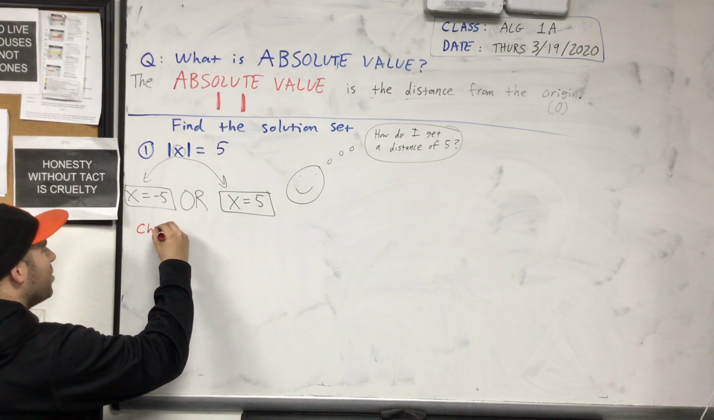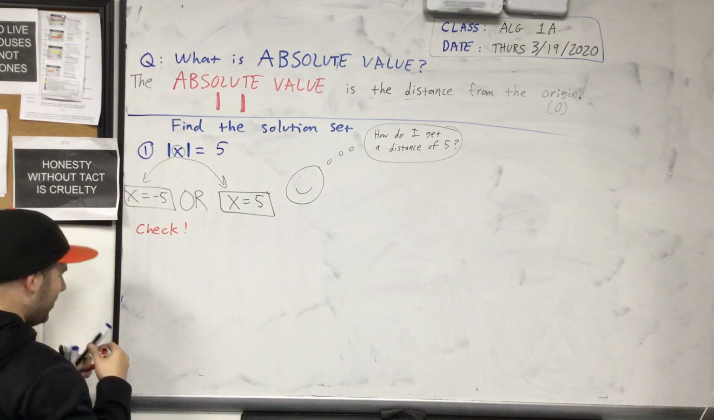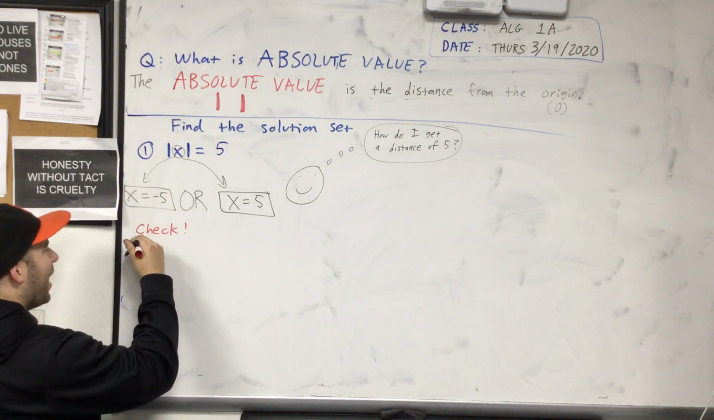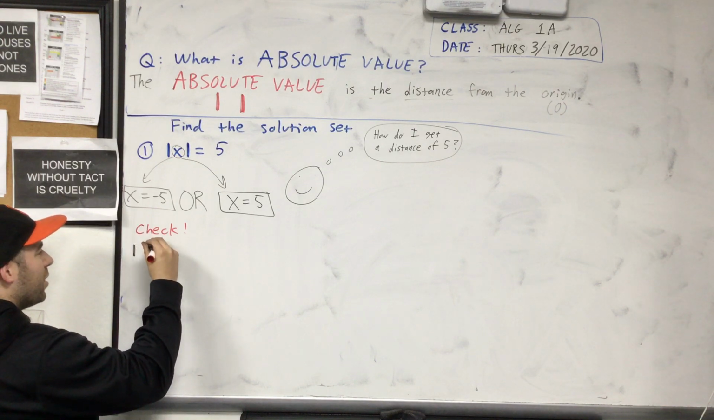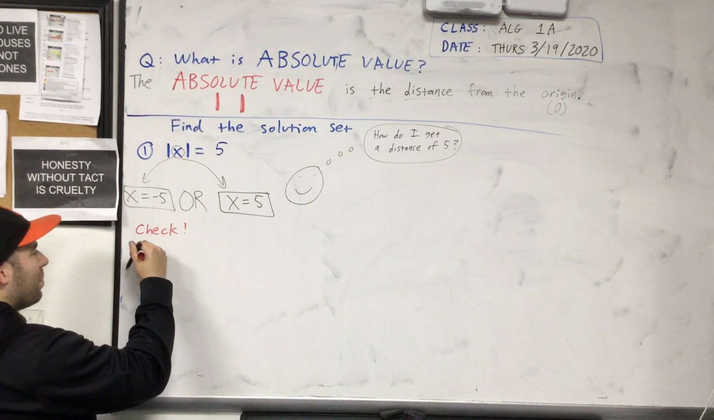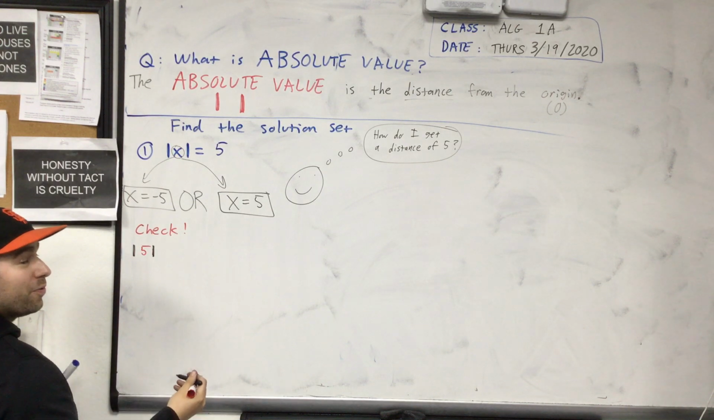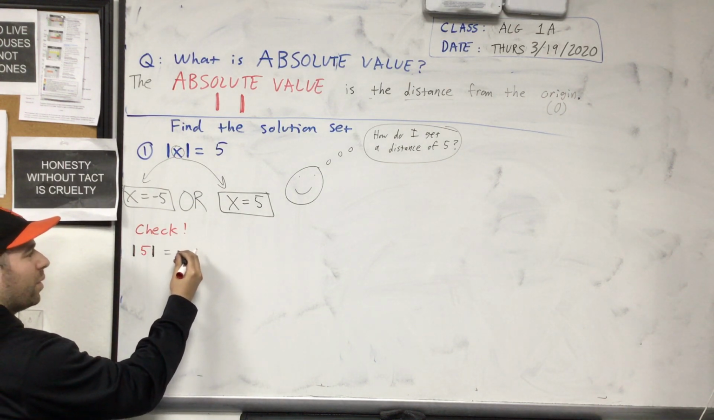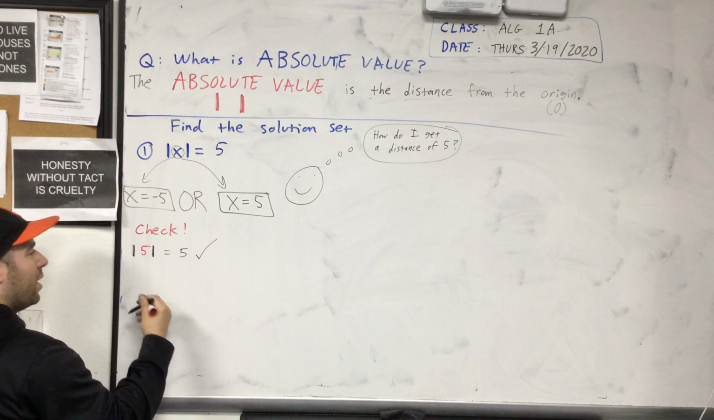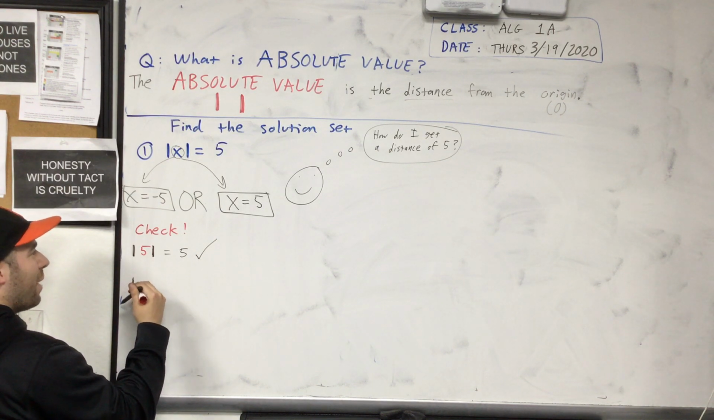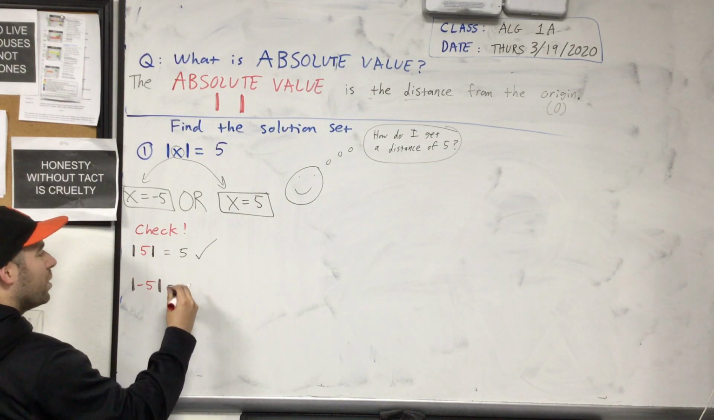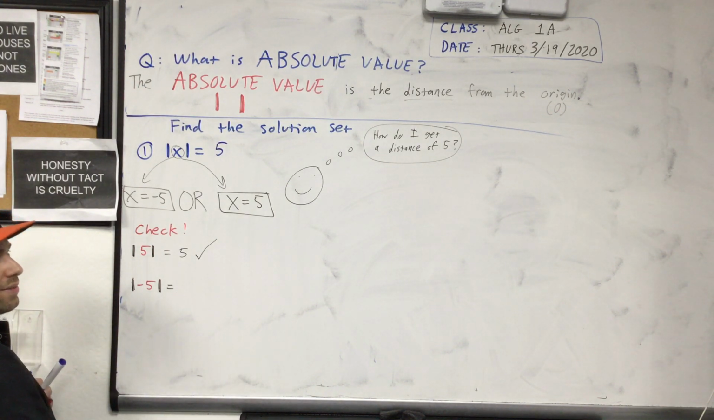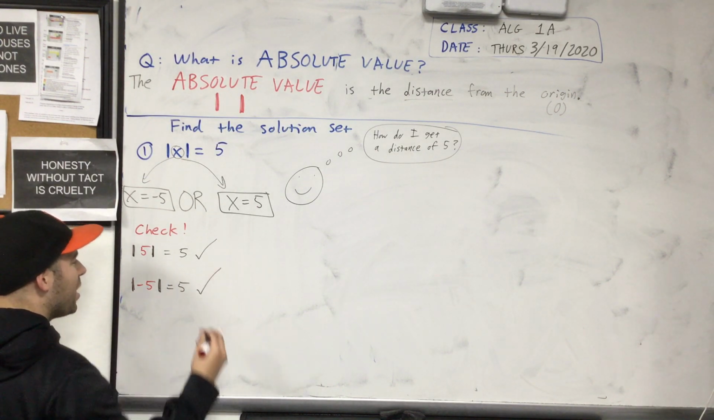I've never trusted you guys for a millisecond. So let's plug in. Check x equals 5. So the absolute value of x, and I'm going to plug in 5. What's the absolute value of 5? Well, it's 5. I'm going to check the absolute value of x, but I'm going to plug in -5. What's the absolute value of -5? Also 5. It checks out.